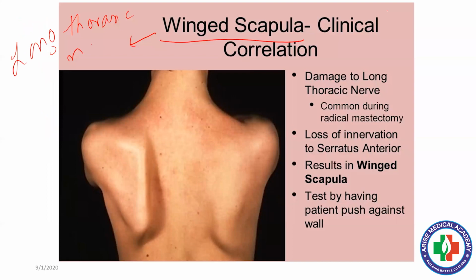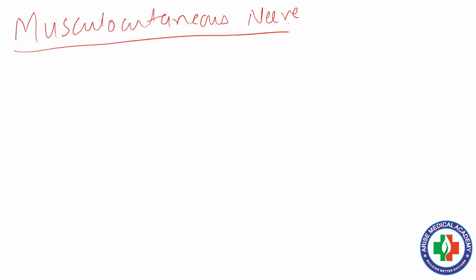Let's try to understand the musculocutaneous nerve, the main branch of lateral cord. Again, there's a lot of clinical relevance here. I wanted to concentrate on this. The first nerve that is important is the long thoracic nerve, which is already asked. Now the second nerve that is important is your musculocutaneous nerve.